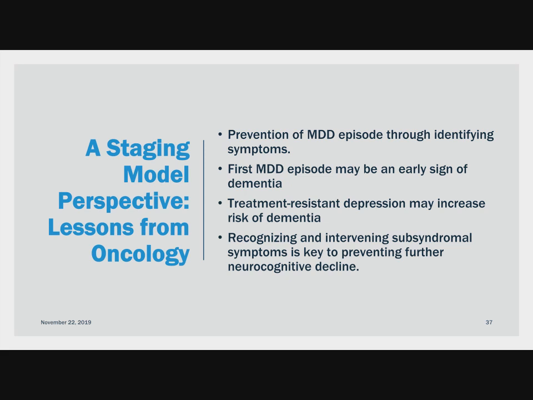At the same time, we also recognize that first episodes of major depression in old age may in fact be an early or prodromal sign of dementia. Treatment-resistant depression may increase the risk for dementia, hence the importance of early intervention and definitive treatment to prevent relapse and recurrence, because with each successive episode, the risk of treatment resistance increases.